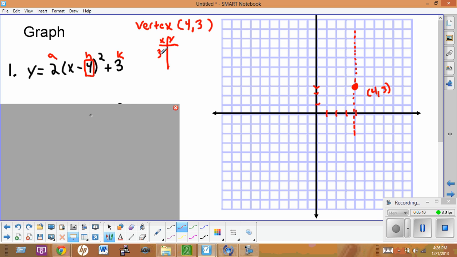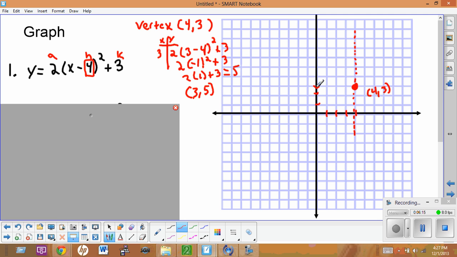Now, if I plug in a 3, then I can say our y is 2 times (3 minus 4) all squared, plus 3. Now 3 minus 4 is negative 1. So 2 times negative 1 squared plus 3, and negative 1 squared is a positive 1, times 2 is 2, plus 3 would equal 5. So we have another point at (3, 5).